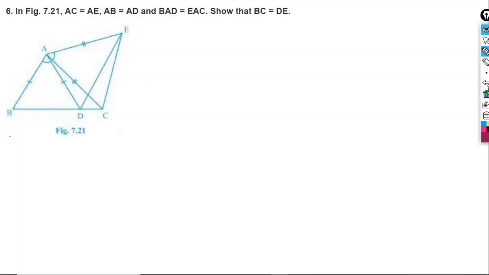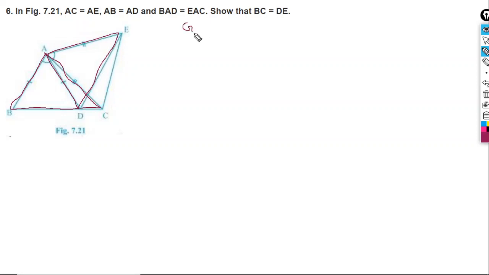Now look at the figure. Where is BC? Here it is. Where is DE? Here it is. So they are in between two triangles. Which triangle? ABC triangle and ADE triangle. Now we have to prove these two triangles congruent. Let's start. I am again demarcating A, B, C and A, D, E.